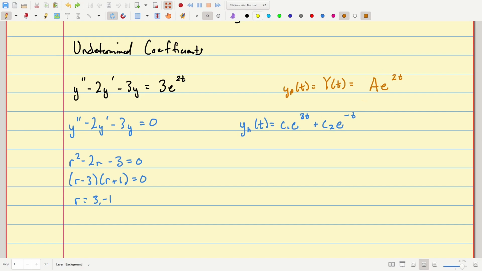So that is how we proceed. What you do is you plug in your guess for the particular solution into the differential equation and figure out what A has to be in order for this equation to make sense.